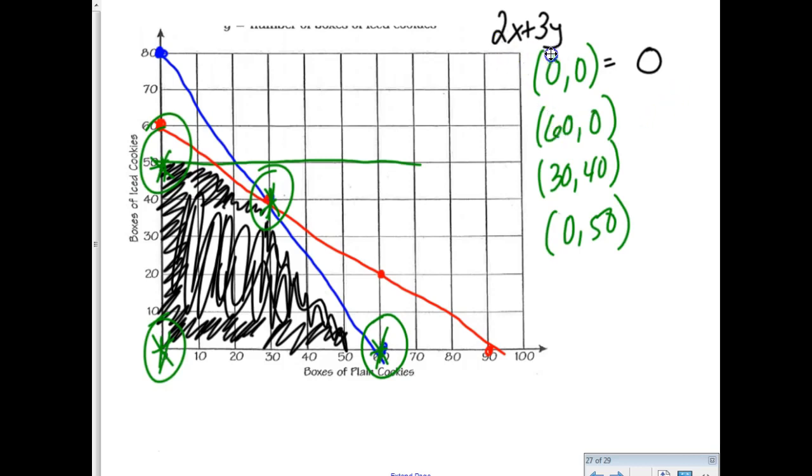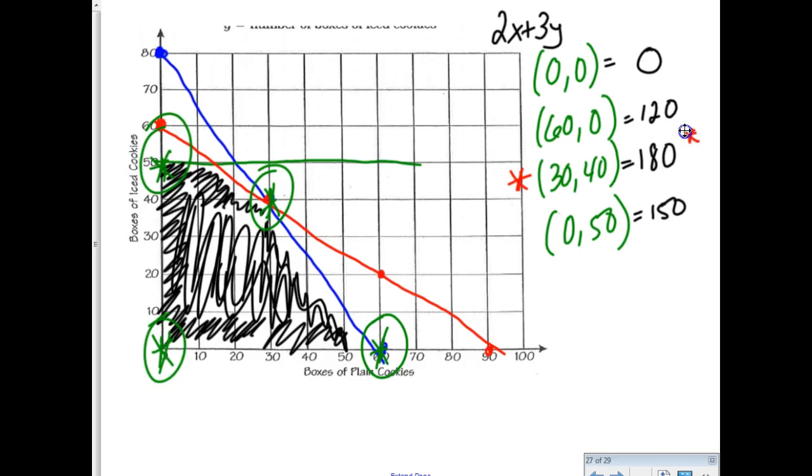If you plug in 60, 0, you get 120. If you plug in 30 here and 40 here, you get 60 plus 120. Is that 180? Cool. If you plug in 0, 50, you get 150. So all the stuff in the boundary is going to be less than the greatest one we just found. And who was the greatest one? 30, 40 gave you a max profit of $180.